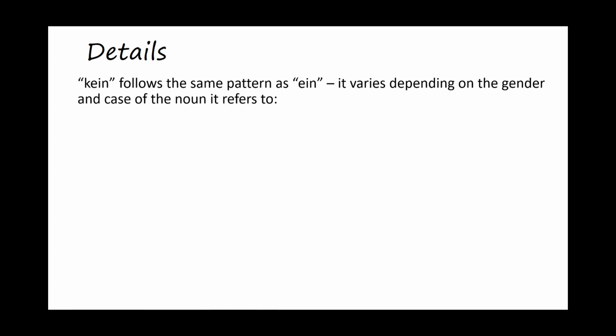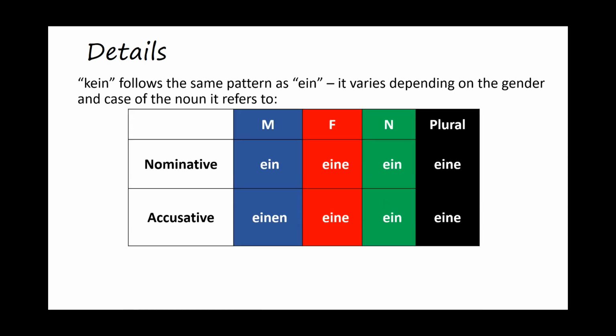Kein follows the same pattern as ein, which we have already learnt. It varies depending on the gender and the case of the noun it refers to. So here is the ein table, which we've learnt in nominative and accusative, and you're going to be using these in the exercises which follow. Very simply, if you want to make it negative, you just add a K on the beginning. So the lines will read kein, keine, kein, keine, and the accusative masculine keinen, feminine keine, kein, and plural keine. So that means no or not any.